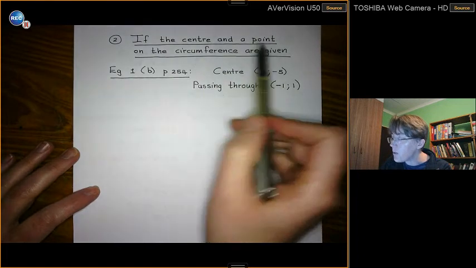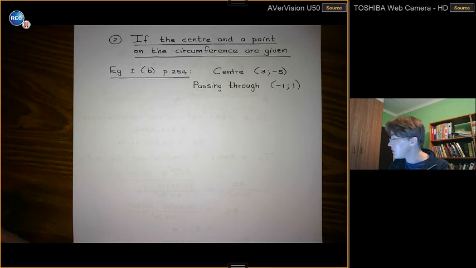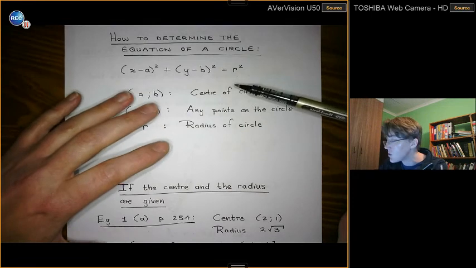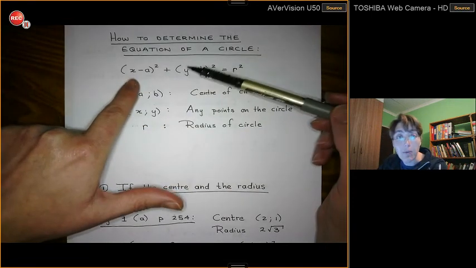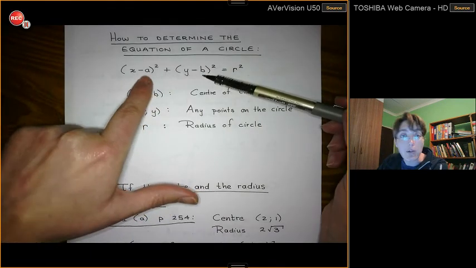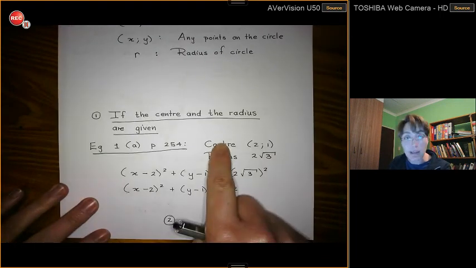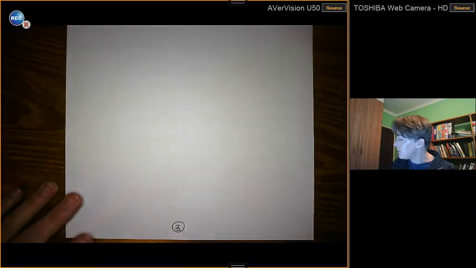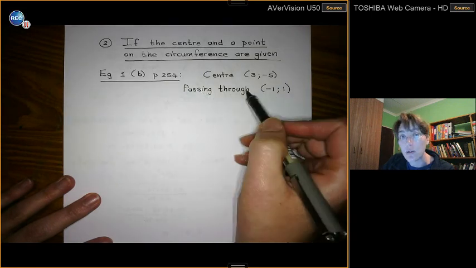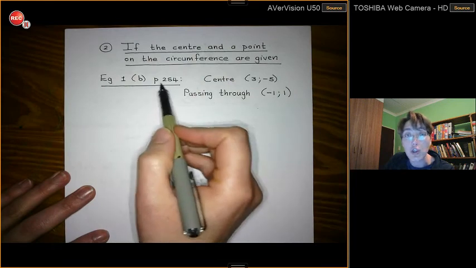If the center and a point on the circumference are given, we have to do a slightly different calculation. Now, if I refer back to this formula again, you'll notice we pretty much have three things going on here with every single circle. We have a point on the circumference, that's the point x, y, or point that the circle goes through. We have the center of the circle, so that's the point a, b, and we have the radius. So in the first example we did, we have the center and we have the radius. In this example, they don't give us the radius, but they give us the center and a point that the circle passes through. So this circle passes through the point -1, 1. And this is example 1b on page 254.